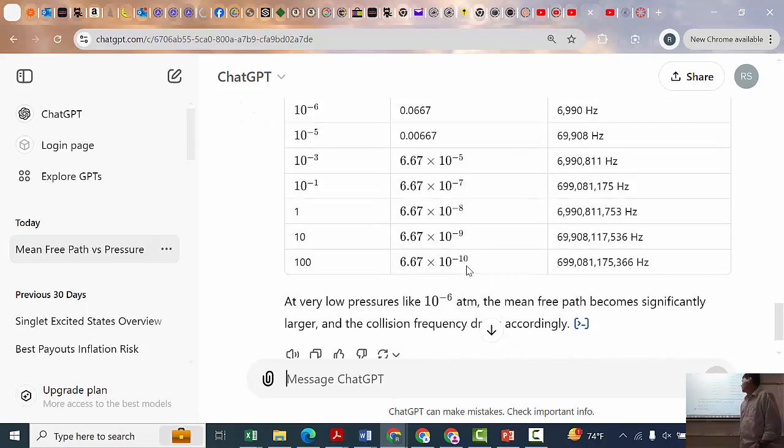So at 1 atmosphere, under normal conditions, how far does an oxygen travel on average before it hits something? How far it travels is about 700 micrometers. Is 700 micrometers all that big? No. But compared to the size of an atom or molecule, is it big? Yes. Because atoms are about what size roughly?